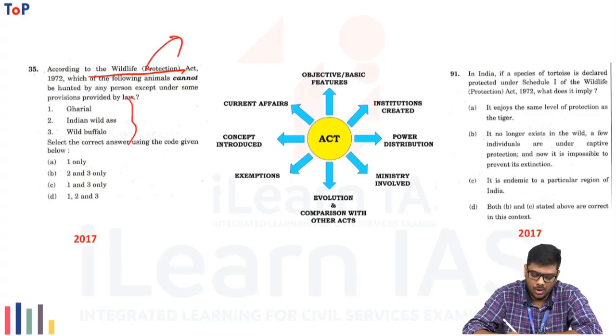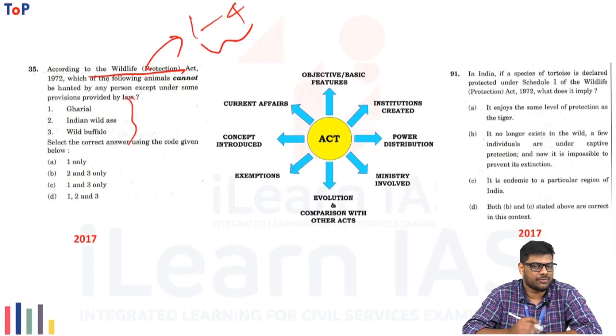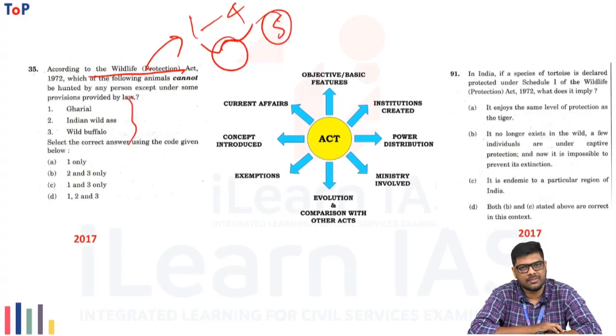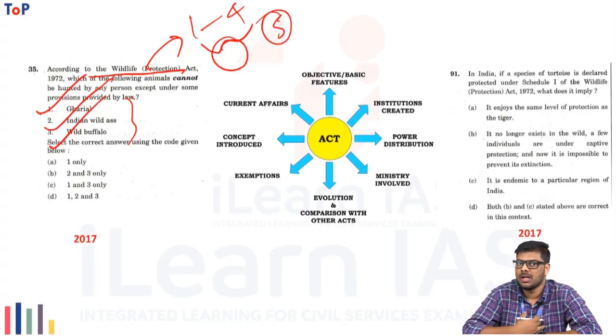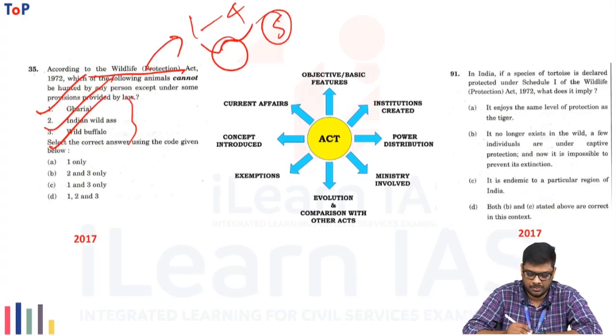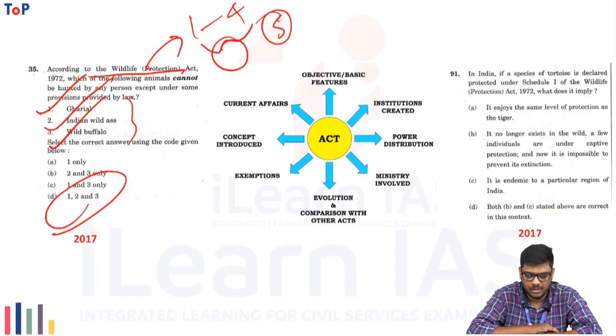Okay, if you know that the majority of the animals are in Schedule 1 to 4, they cannot be hunted. And if you know that only Schedule 5 contains animals which can be hunted, and that too a very minimum number of animals like wild boar or nilgai. And you can know that gharial, as we discussed earlier, Indian wild ass, wild buffalo, all these were superstar species which deserve some importance, some protection. So they cannot be hunted. If you know the basic feature, the answer could be 1, 2 and 3.